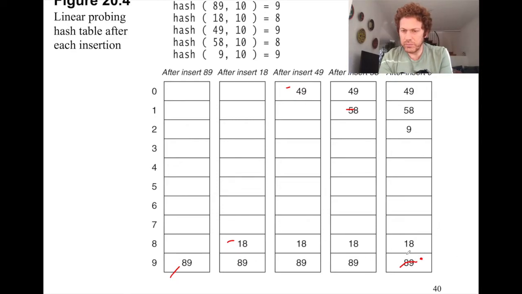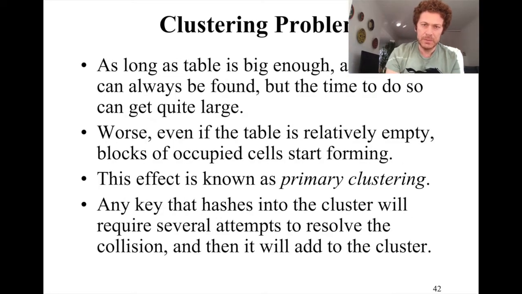So if someone tries to find 89, he will find it, but he will not return it because it is marked. And if someone tries to find 58, he will be able to go to that node. So what is the problem here? As long as the table is big enough, a free cell will be found, obviously, eventually, but the time will be very large.